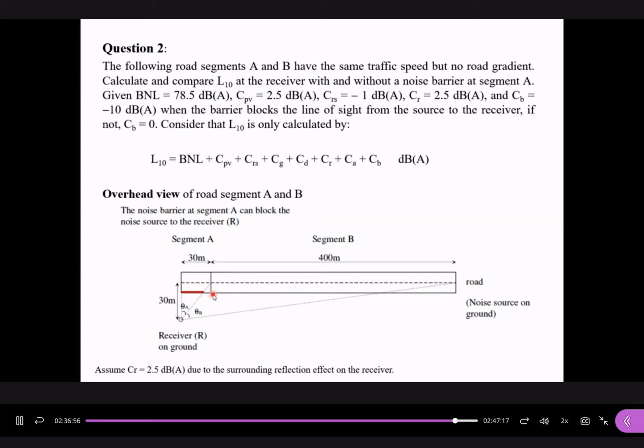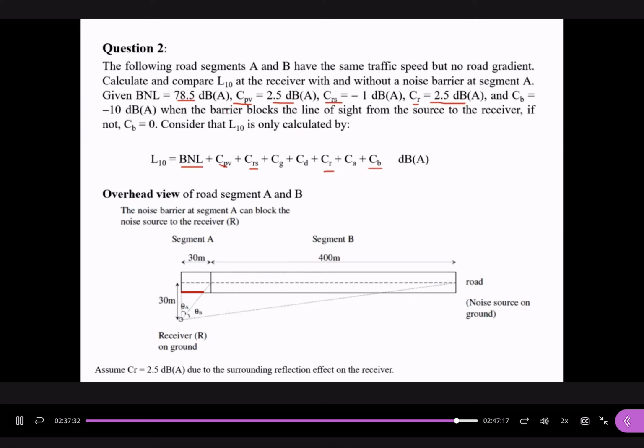Any problem? When we take a look at this, BL is given, 78.5 dBA. CPV is given, 2.5 dBA. The road surface correction factor is given, -1 dBA. And CR, the reflection effect, is given, 2.5 dBA. CB is -10 dBA if there is a barrier. If there is no barrier, what does it mean? It becomes 0. So this is also given.